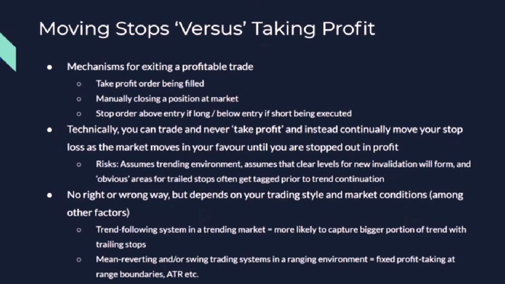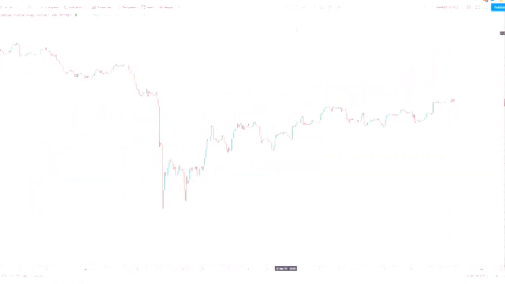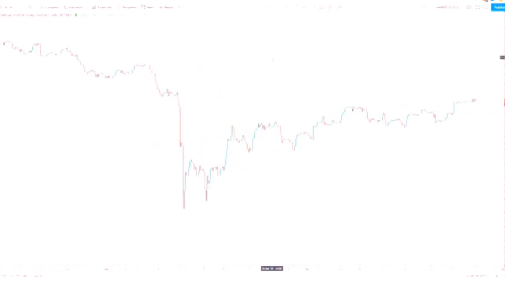So technically, you can trade and never take profit, and instead continually move your stop as the market moves in your favor until you are stopped out in profit, right? So let's look at a 4-hour chart example, not a live trade of mine or anything, but just something structurally that makes sense. Let's say you got long on the breakout through this consolidation here, or this range breaks out.